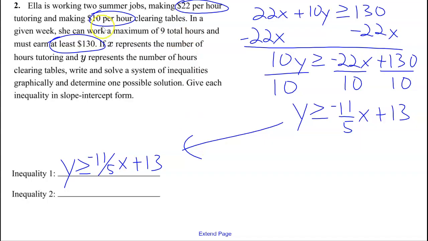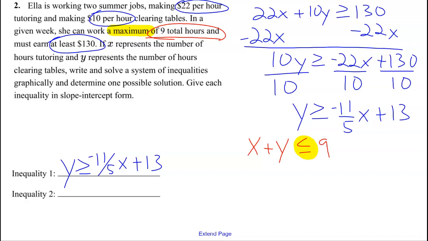All right, now we've done the actual money. Now we're going to do the actual hours. You can have a total of 9 hours. So the X hours, which is for tutoring, and the Y hours for clearing tables, they have to add up to equal 9. So I'm just going to say X plus Y equals 9, but it's a maximum of 9, meaning it can't be more than 9, but it could be less than 9. So I'm going to say less than or equal to 9. X plus Y is less than or equal to 9.